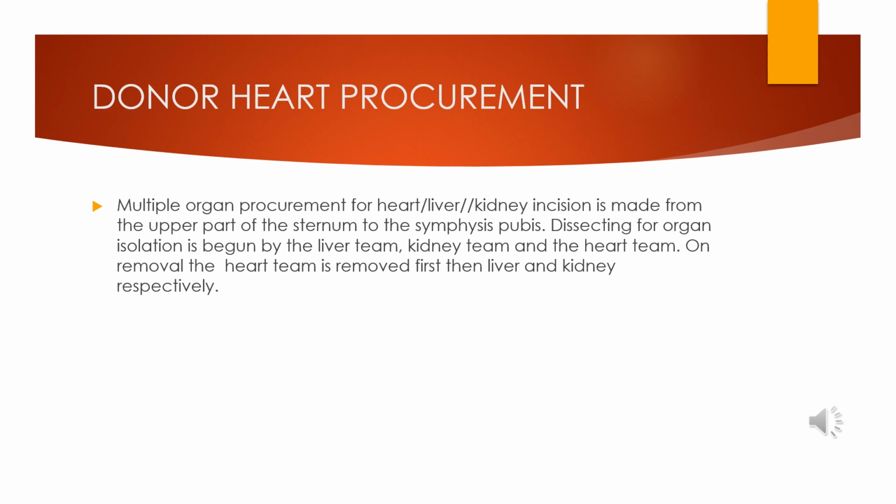Procurement. Multiple organ procurement for heart, liver, kidney: incision is made from the upper part of the sternum to the symphysis pubis. Dissecting for organ isolation is begun by the liver team, kidney team and the heart team. On removal, the heart is removed first, then the liver and then the kidney respectively.